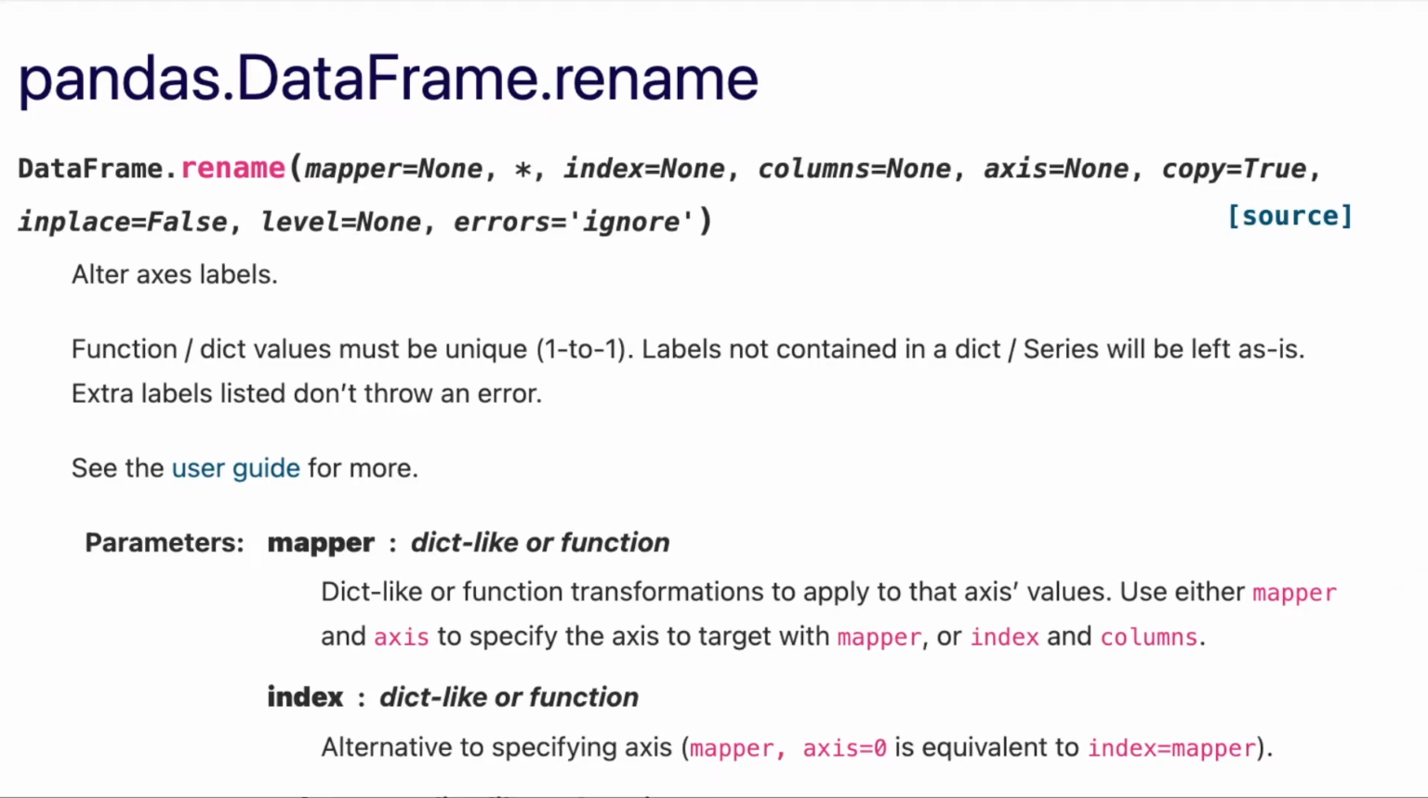To change the columns of a particular Pandas data frame, we use the Pandas DataFrame rename function. This function can be used to change both the labels of the column and the indices, that is, both axis labels. The parameters of the function include a mapper, which can be either a dictionary or a function that defines how the label transformations should be applied.